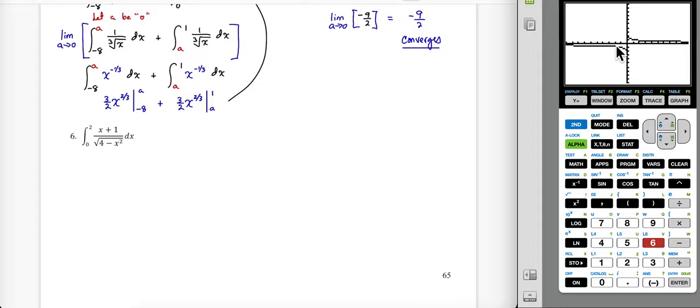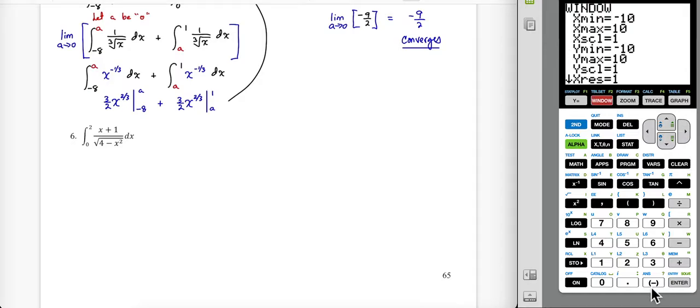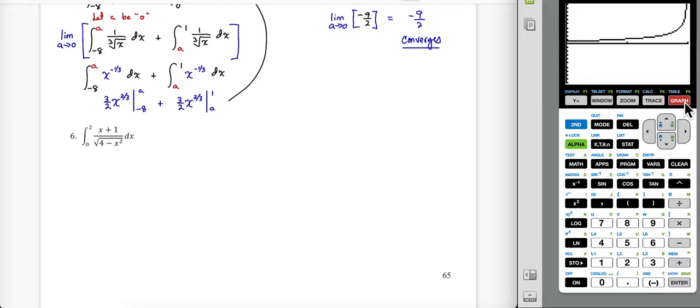So then the last one, same idea. If we get to an x value of 2, then we're undefined again. So let's take a look at that picture. y equals x plus 1 over the square root of 4 minus x squared. Now I only care about 0 to 2, so I'm going to put that in my domain. Pretty good window. So we're asymptotic at 2, so we have an asymptote at x equals 2.